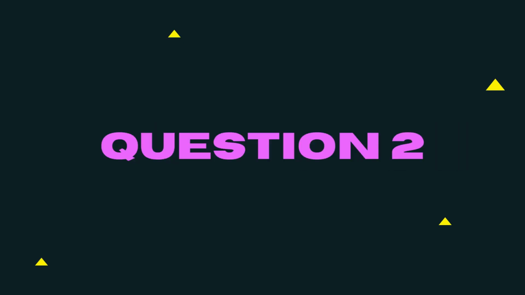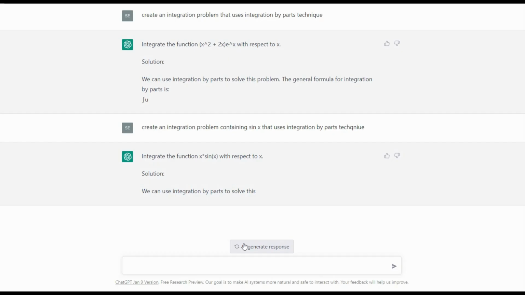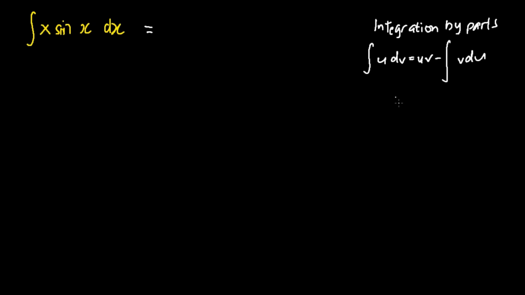The second question ChatGPT has created is to ask me to integrate the function x times sin x with respect to x. Now let us go ahead and solve this problem. So for this one, we will let u be equal to x and my dv be equal to sin x. To find my du, I differentiate u with respect to x. I get 1, in which multiplying both sides by dx, du is equal to dx. So this is to make du the subject.